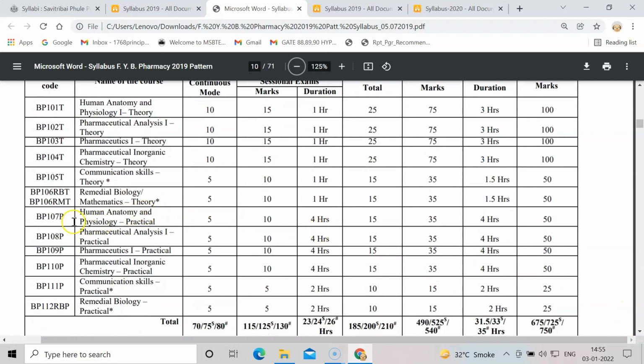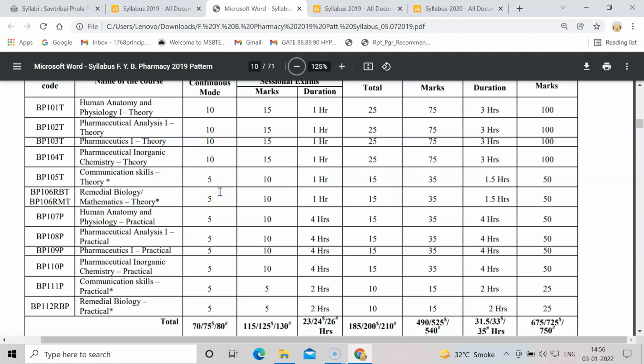Now here you can see that the subject has changed. The code is BP107. Each subject has a different code. Here you have Human Anatomy and Physiology practical. Before, it was a theory subject. After that, Pharmaceutical Analysis, and here you have a practical for that subject. Pharmaceutics, here you again have a practical. Pharmaceutical Inorganic Chemistry, here you again have a practical. Communication Skill also has a practical, and students who have biology will have a remedial biology practical. There is no practical for mathematics.